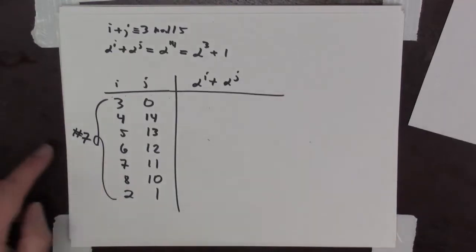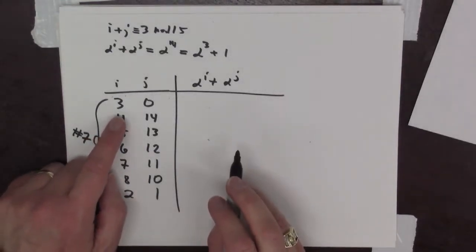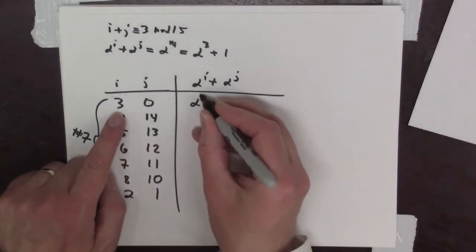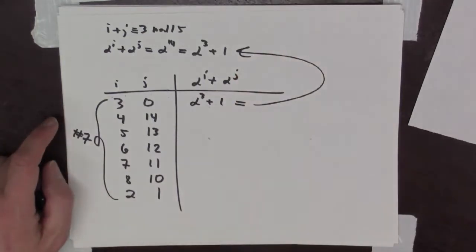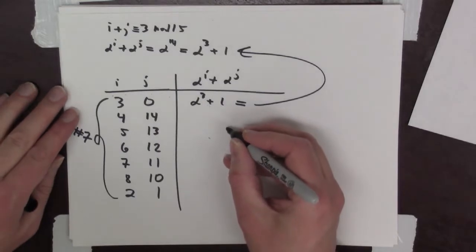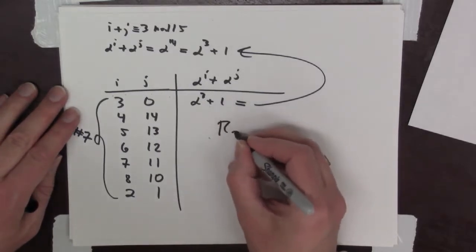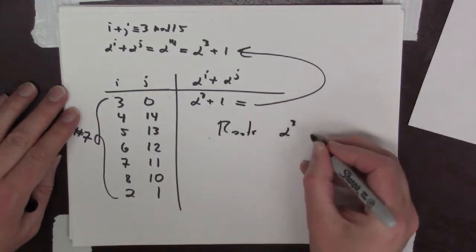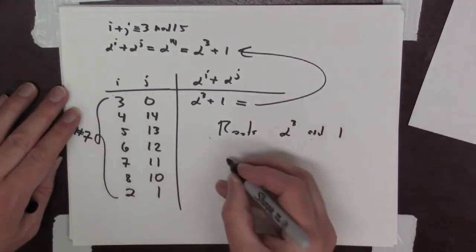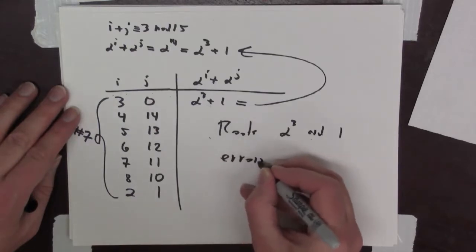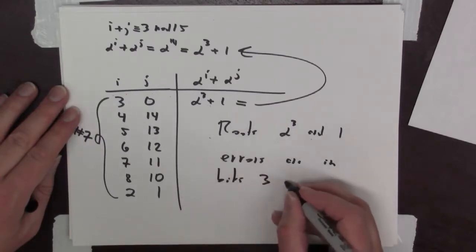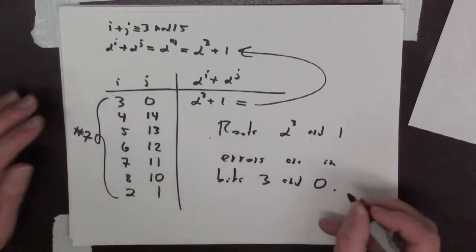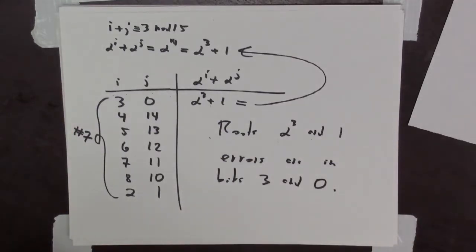But that's easy to do here, because alpha to the i, this is just alpha cubed plus 1. And that's exactly the thing we were looking for. So we get roots alpha cubed and 1. So the errors are in bits 3 and 0. And we're done. Okay, so that wasn't too bad to solve.